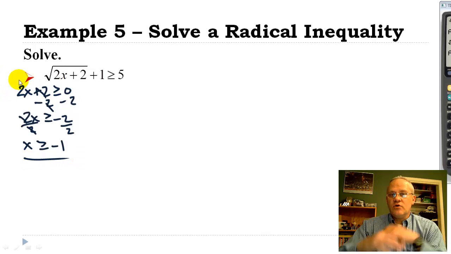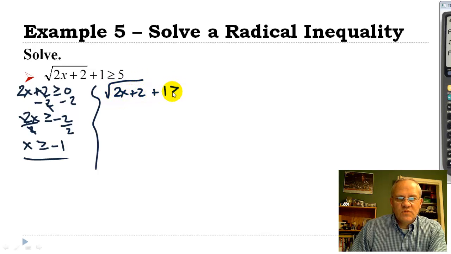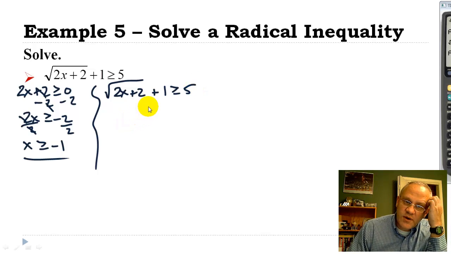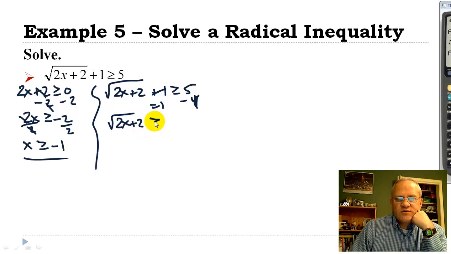Now, let's solve the whole thing in its entirety. So I'll do a squiggly line here. So we're going to do minus 1. Whoops, minus 1. So I've got the square root of 2x plus 2 greater than or equal to 4. Well, I was really sloppy on that one, wasn't I? And then take the square root.